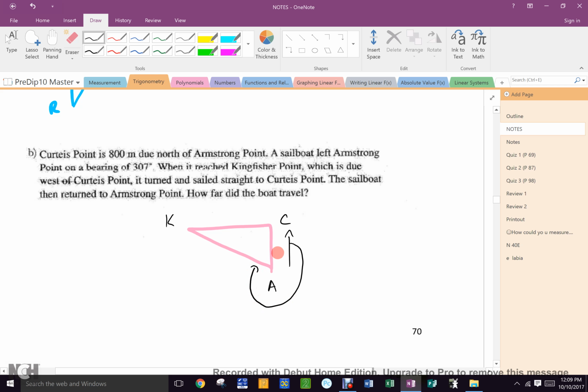Yeah. So if all this is 307, what's this? 37. 53. Because all the way around would be what? 360. So there's your 53. Right? And you knew this was 800. And then you needed all three sides again.